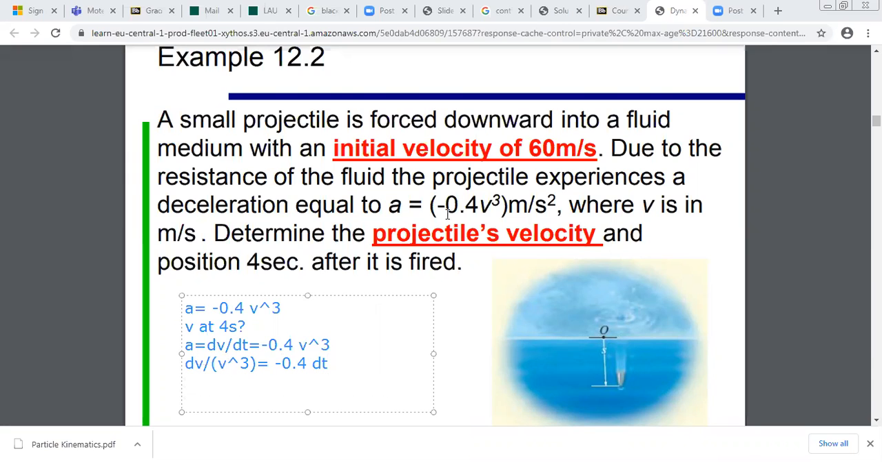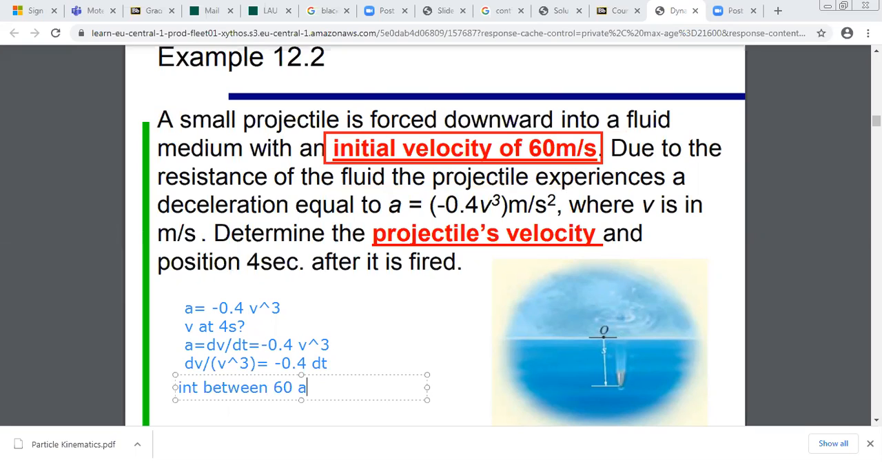So what are my initial conditions? If I look in the given, they said the initial velocity is 60 meters per second. So for velocity, I will integrate between 60 and v, okay? And for dt, I will integrate between 0 and t.